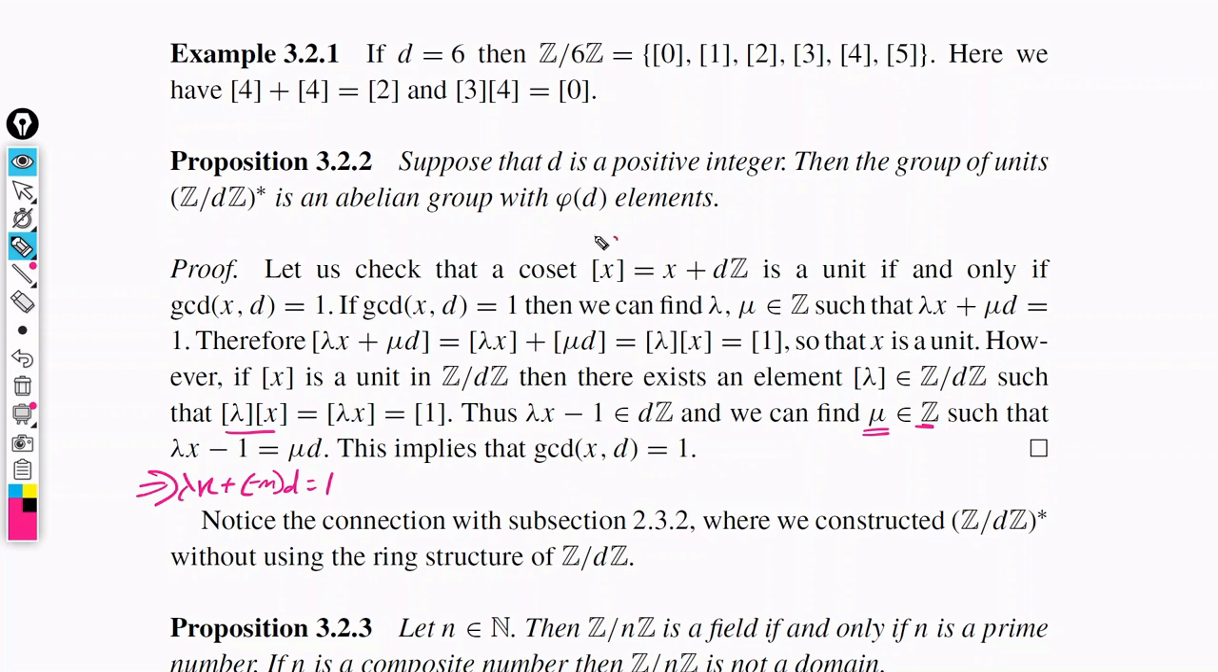So now we know that a coset X is a unit if and only if GCD between X and D is 1. Okay, so we know that there are only phi of D elements which are relatively prime to D. So the size of this group is phi of D.